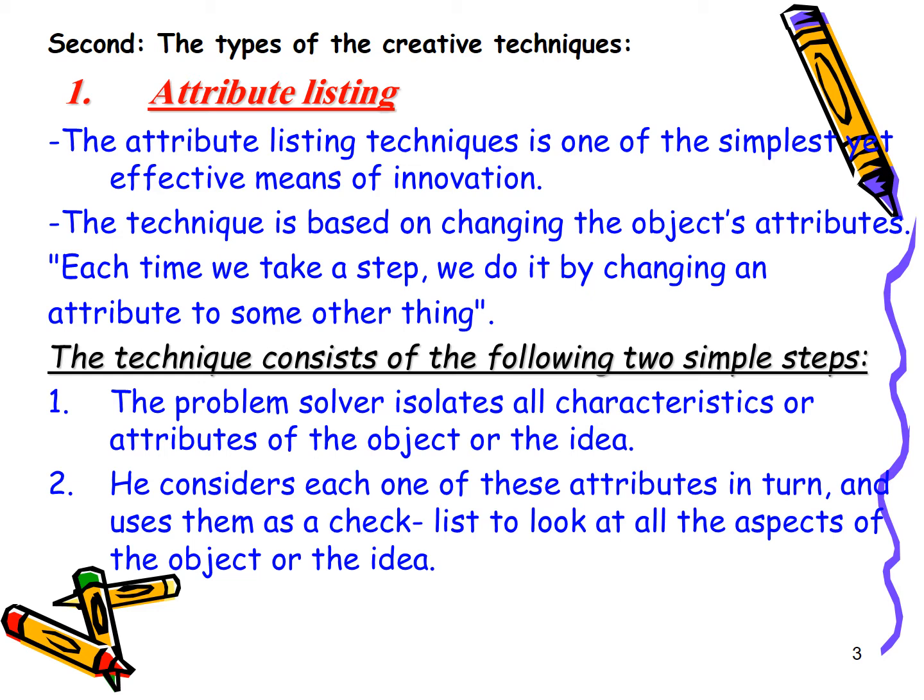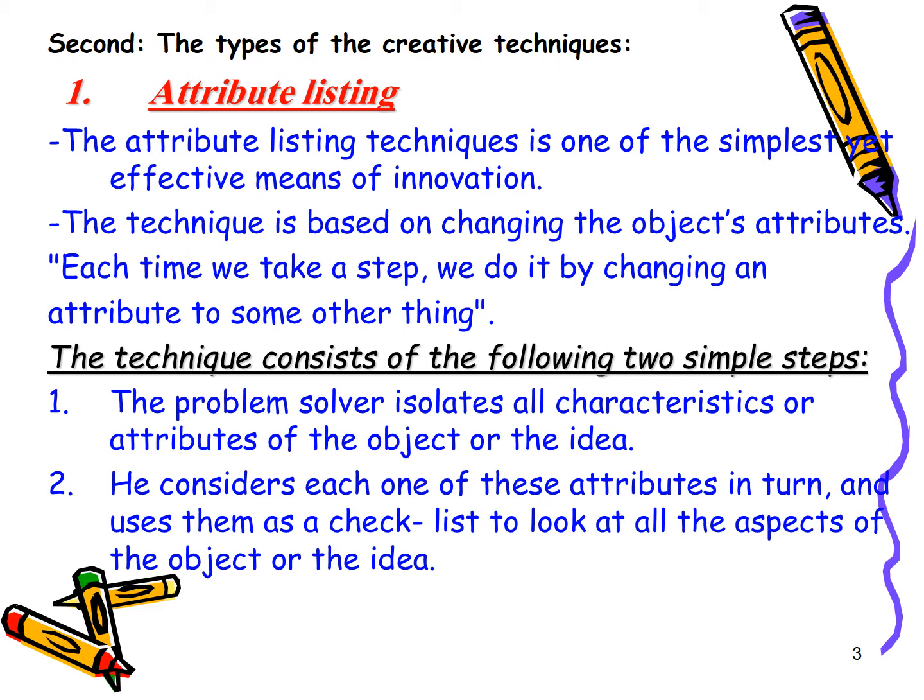Attribute listing. Attribute listing is built upon changing the recent features of the object. So the attribute listing technique is one of the simplest and most effective means of innovation. The technique is based on changing the object's attributes. Attributes means traits, features or characteristics of any object, to change the recent attributes.